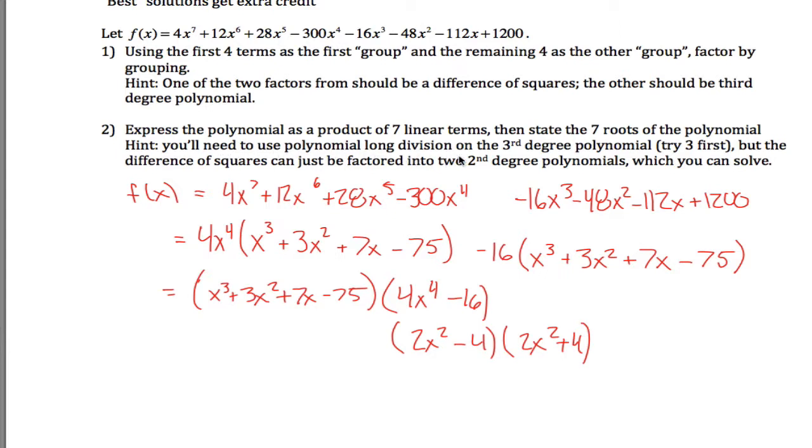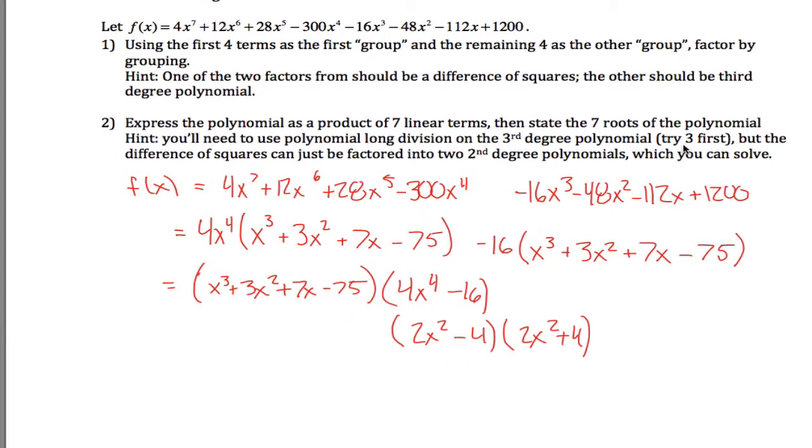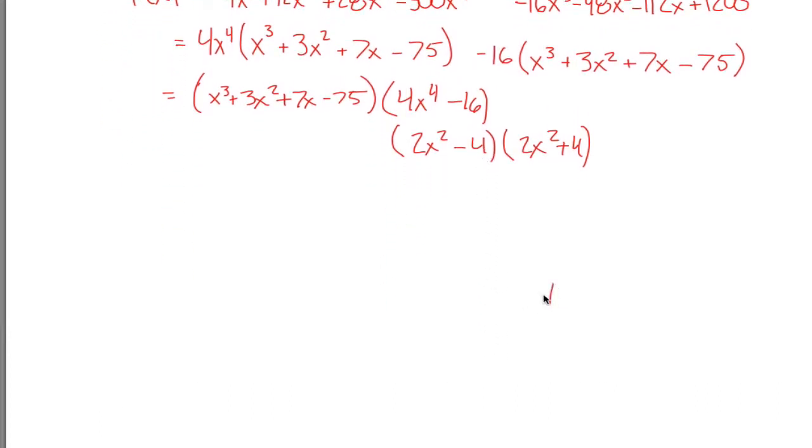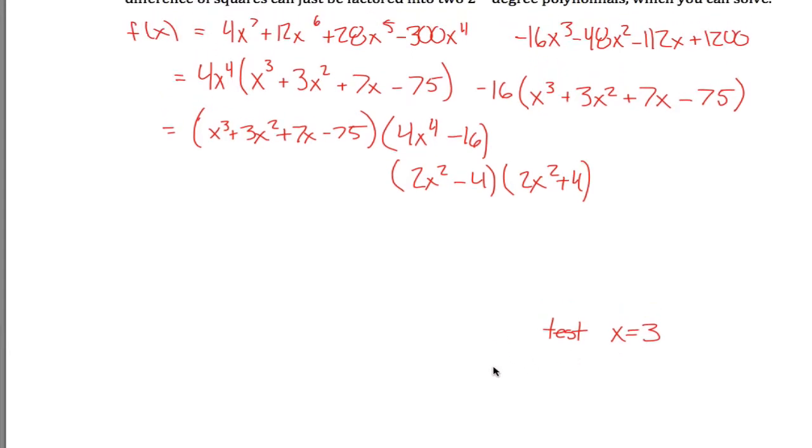It says use polynomial long division on the 3rd degree polynomial. Okay, so this thing right here, it's saying don't bother trying to factor it. You're going to have to use polynomial long division. So to use polynomial long division, I need one of the roots. You can start just by trying things. But it says to test x equals 3 first. And the way you test x equals 3 is you change all the x's into 3's.